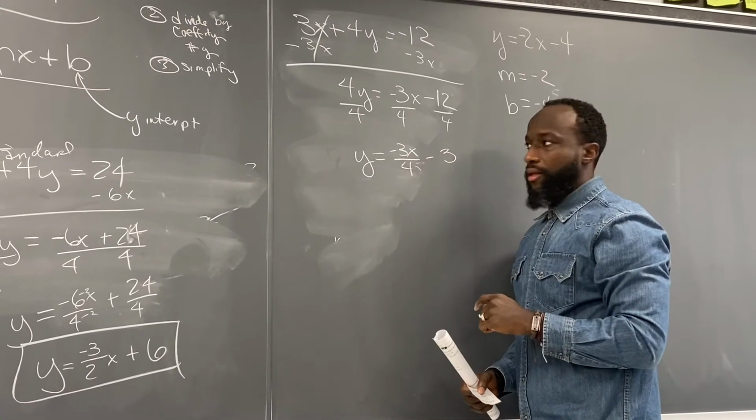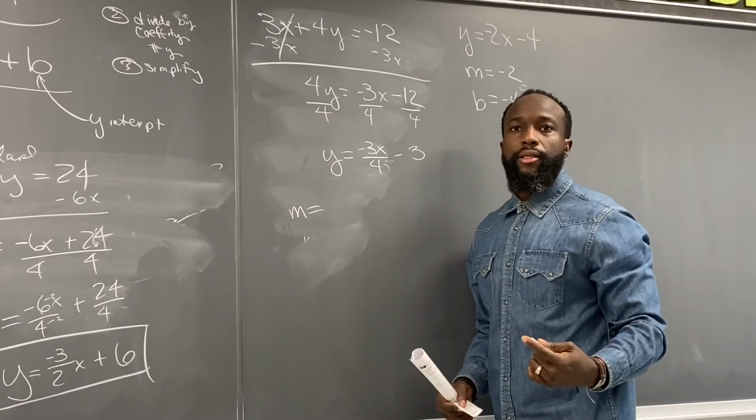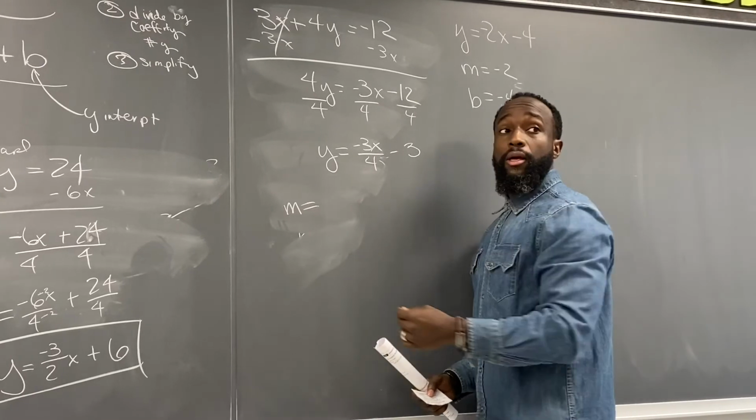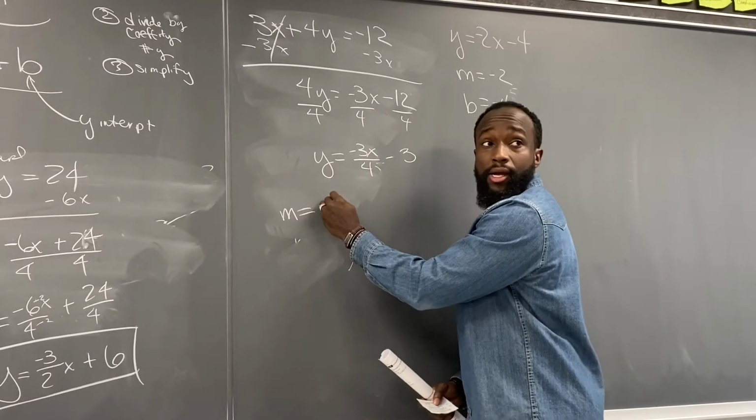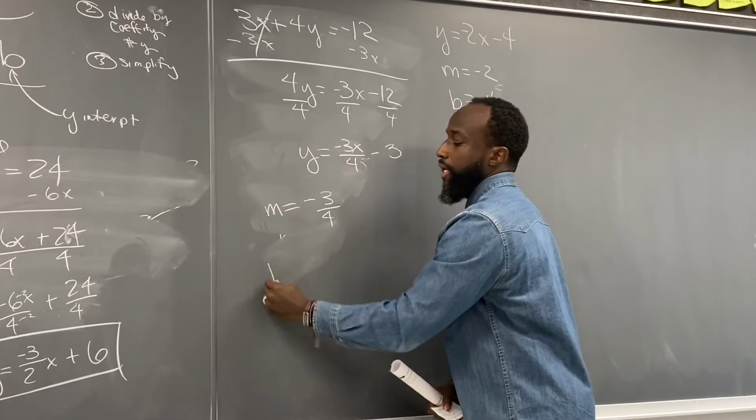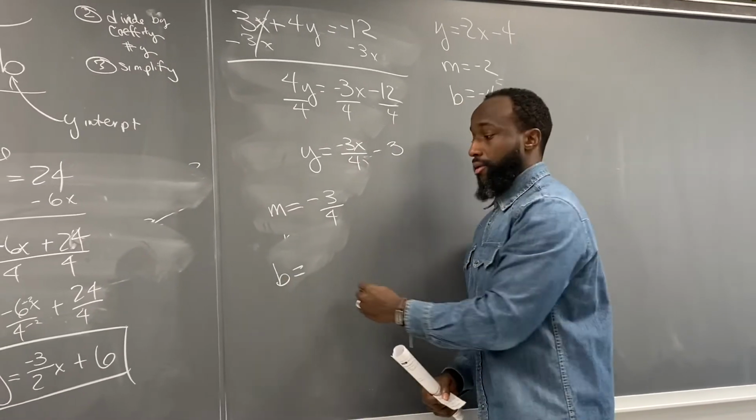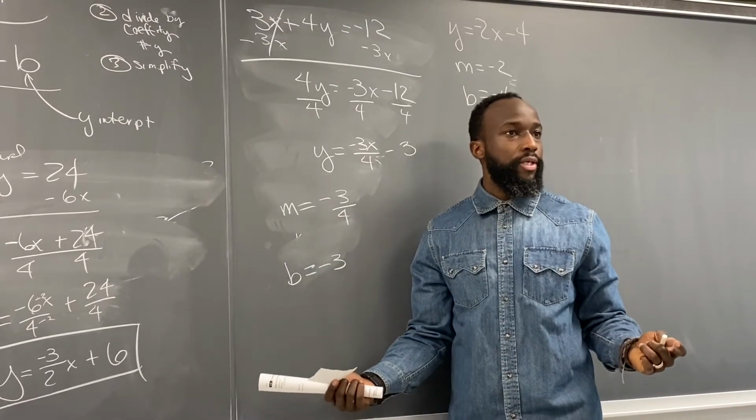Look, the slope is what? Negative 3 over 4. You need the x for the slope. And then the y-intercept is negative 3. When y'all worked that problem out, y'all got that the y-intercept was negative 3.